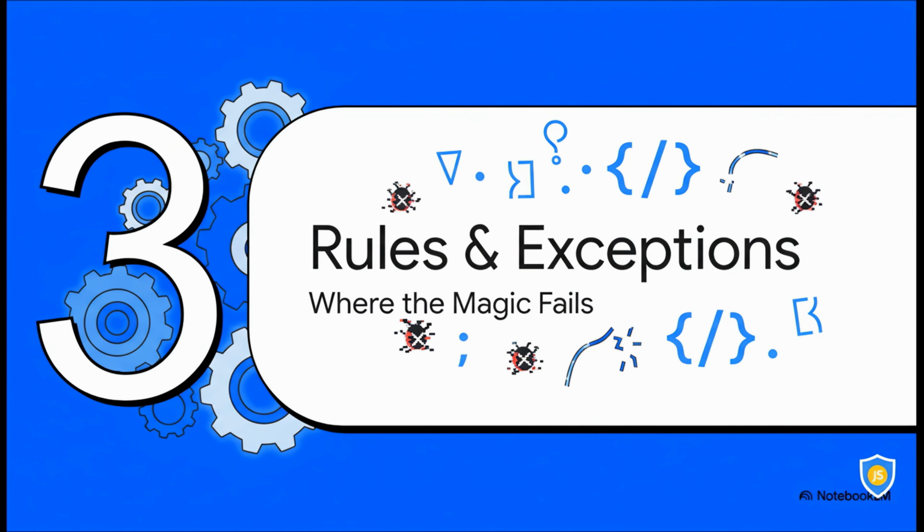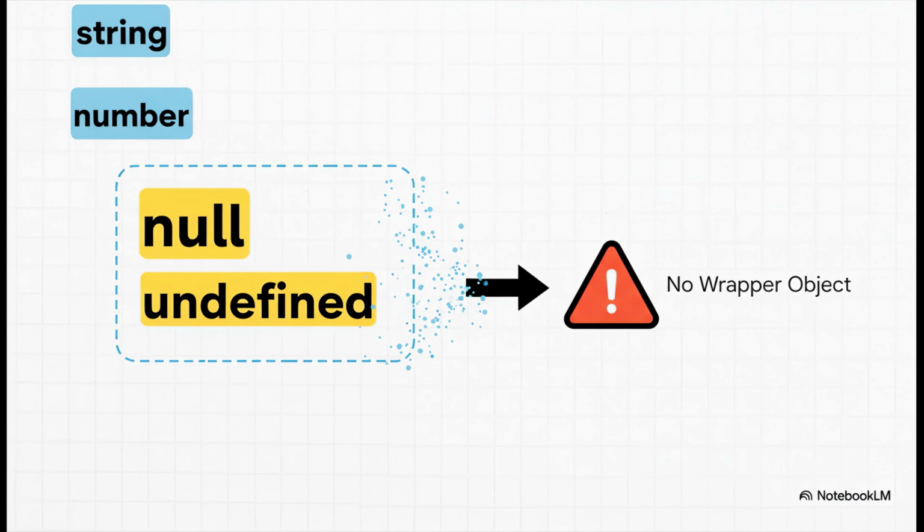Okay, so this is all pretty cool, but like any good magic trick, there are some important rules and a couple of exceptions, and you really need to know these to avoid some super tricky bugs. Okay, first rule is simple. The big exceptions here are null and undefined. You can think of them as the most primitive of the primitives. They don't have any object wrappers, which is exactly why you get that famous error if you ever try to access a property on them.